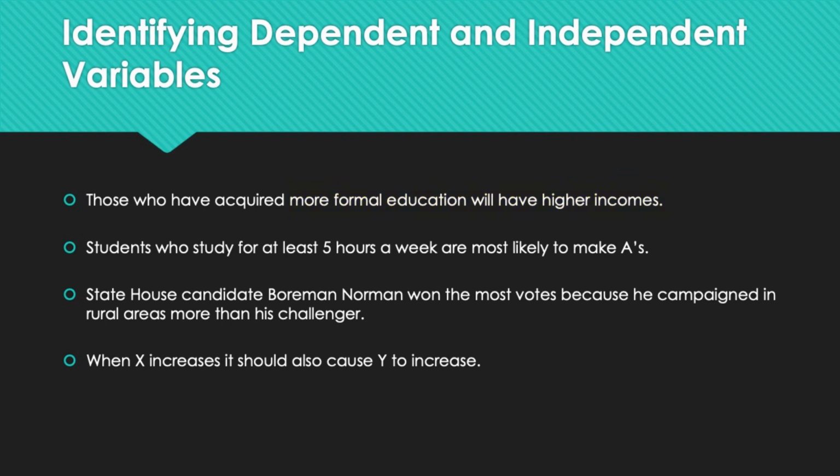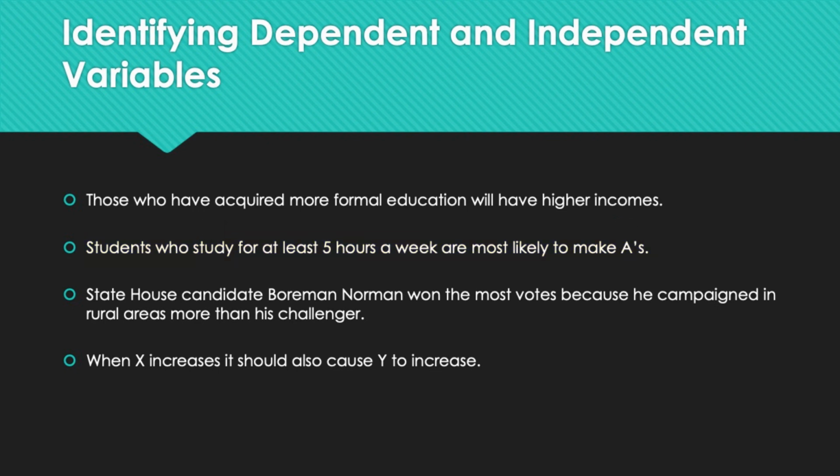Let's try another one. Students who study for at least 5 hours a week are more likely to make A's. So again, ask yourself, what is causing a change? Can you identify the independent variable causing change? So here, the amount of studying is assumed to impact the grades that we make. So study time is the independent variable, which is having an impact on the dependent variable, which is grades. So another way to think about this is that the grade that you make is dependent upon how much studying you do, right? So hopefully all of this is kind of coming together.